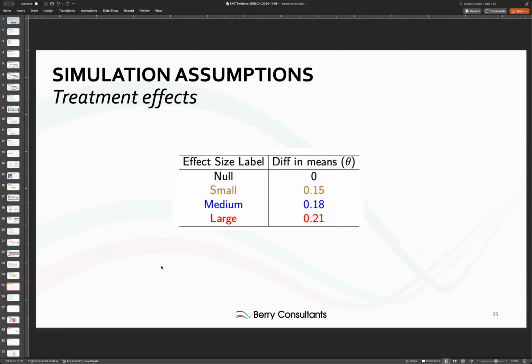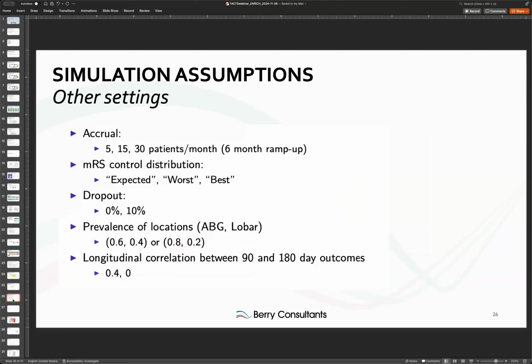The treatment effects are maybe a little bit more interesting here. This is a difference in means on the utility weighted scale. So null is going to be 0, no difference between treatment and control. Small, 0.15, medium, 0.18, large, 0.21. And the interesting scenarios in the enrichment design are going to be mixed scenarios, I think, right? Where one subgroup has a medium effect and one has a null effect, for example. So we'll look at that in FACTS.